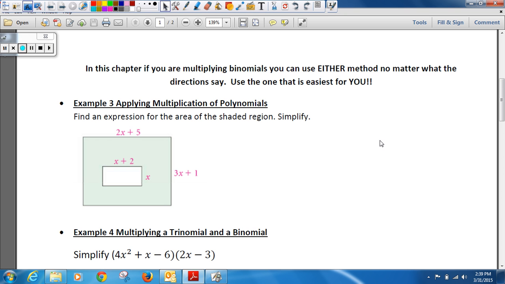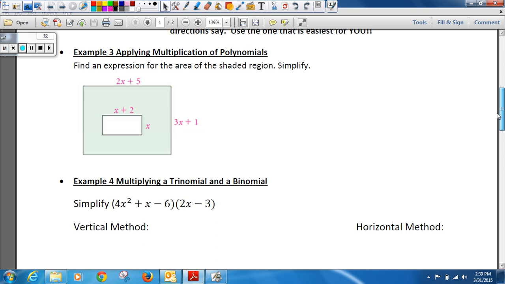Example number 3 then is applying the multiplication of polynomials. So if we look here, it says find an expression for the area of the shaded region. I have two rectangles here. I have the large rectangle and then I have the small rectangle. And I only want the shaded area, so I'm going to subtract them to take out the white part. So I have the large rectangle. So I have 2x plus 5 times 3x plus 1. And for the small one, I have x times x plus 2.